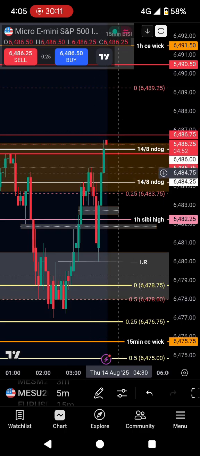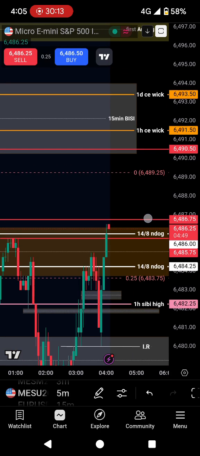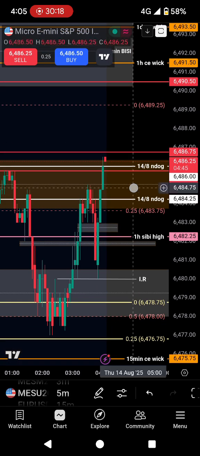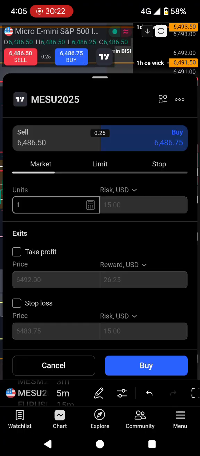Retrace, even if it bumps over the buy side, I'm still going to enter this trade because I'm aiming for the 1 hour CVIC and the daily CVIC. Okay, so let's just enter our trade here, 6484.75, okay?